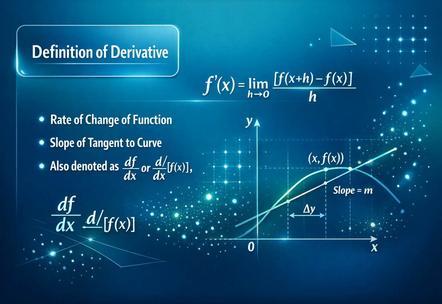The derivative of a function measures its instantaneous rate of change. We define f prime of x as limit as h approaches 0 of f of x plus h minus f of x, all divided by h. This gives the slope of the tangent to the curve y equals f of x at any point. Other notations include dy over dx or d over dx of f of x.